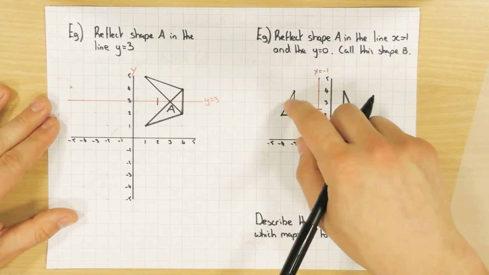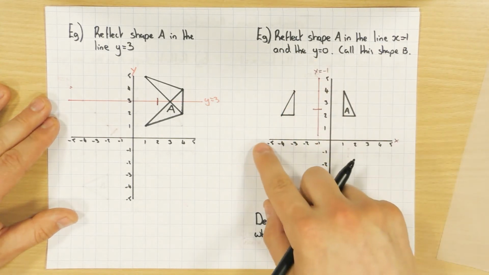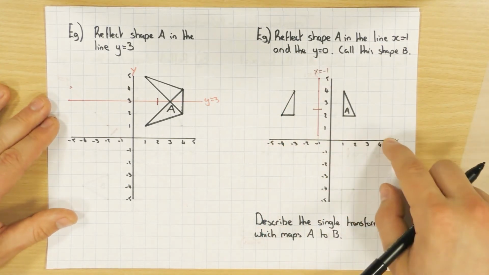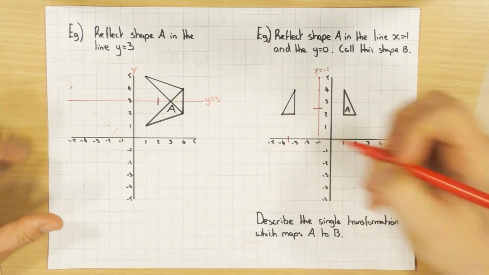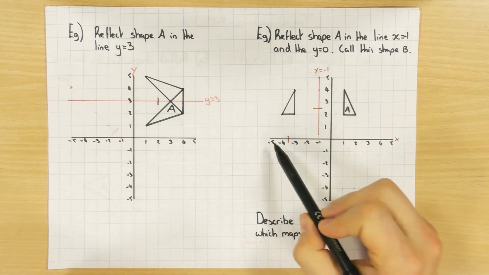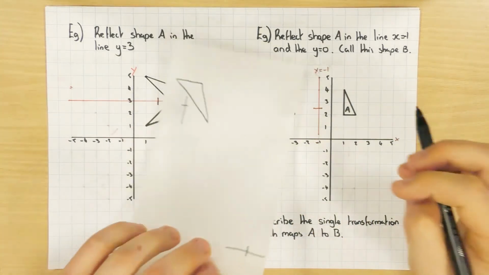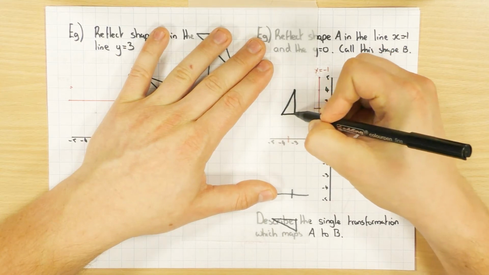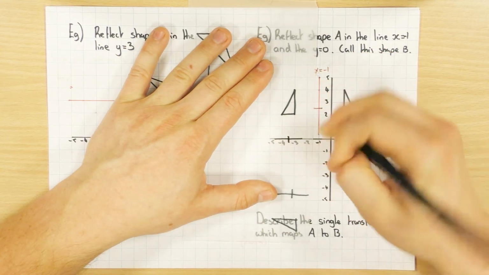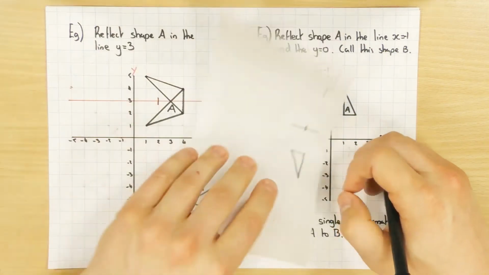And now I'm going to do this shape in the line y equals 0. So again, y equals 0 is going to be my x-axis, just like in my previous example. So there's my mark, because my reflection line is already horizontal. Quick sketch, mirror line with my mark, flipping it over.